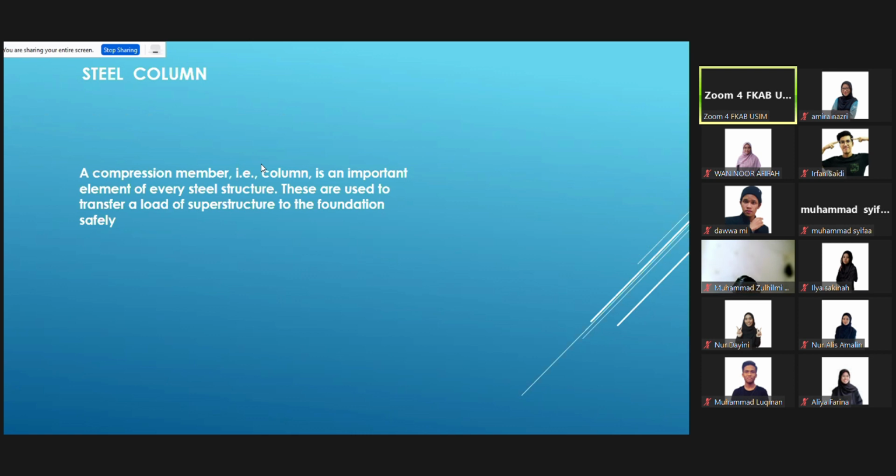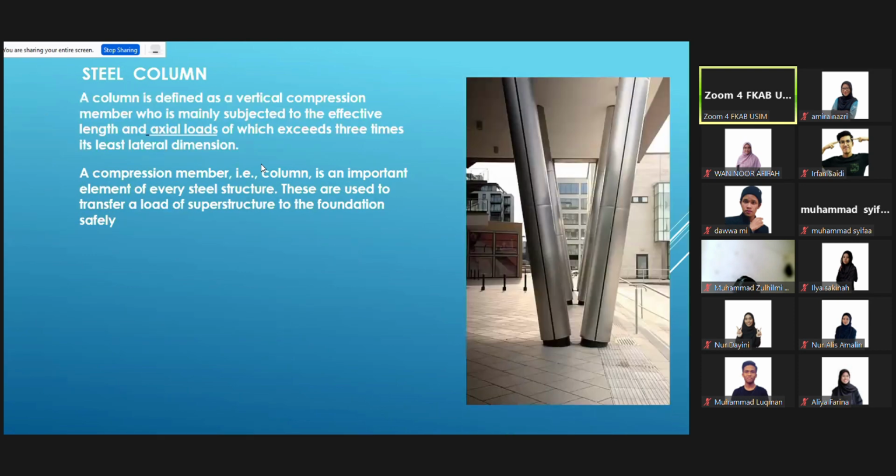So column is an important element in every steel structure. The column is defined as a vertical compression member, mainly subjected to axial load, where the effective length exceeds 3 times the least lateral dimension. So that's how they define column here. Compression member, this column is an important element in every steel structure. These are used to transfer load to the supporting structure, to the foundation or substructure. This is the function of column. Column is definitely a must. You have any building that goes up, whether single story or many floors.